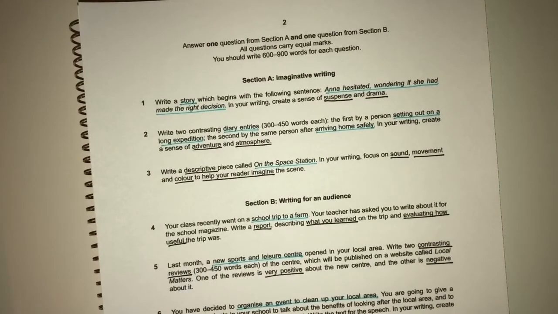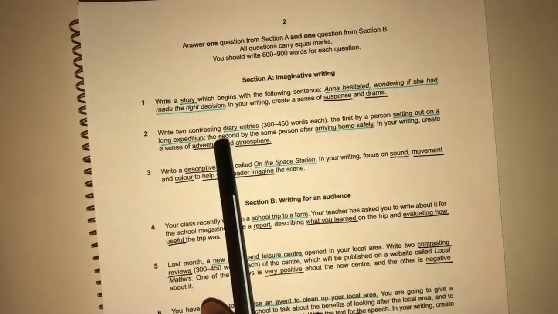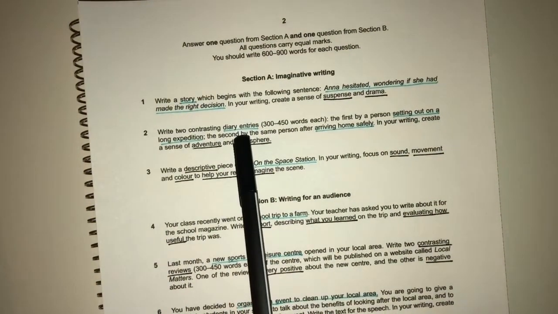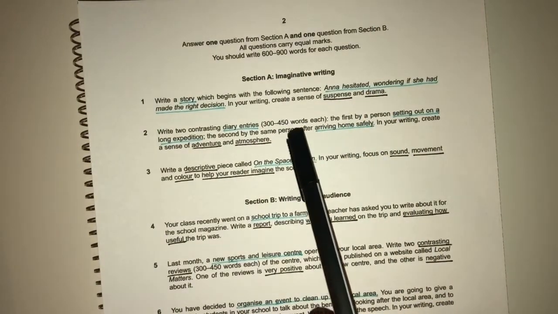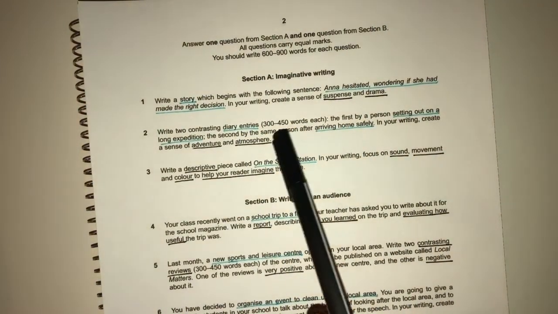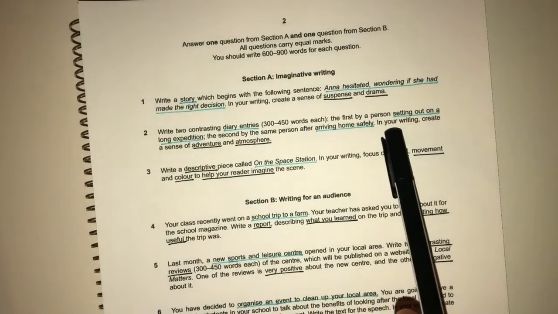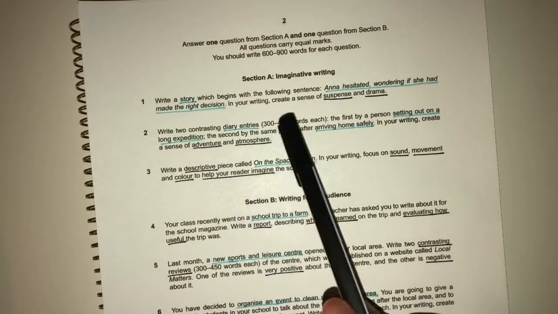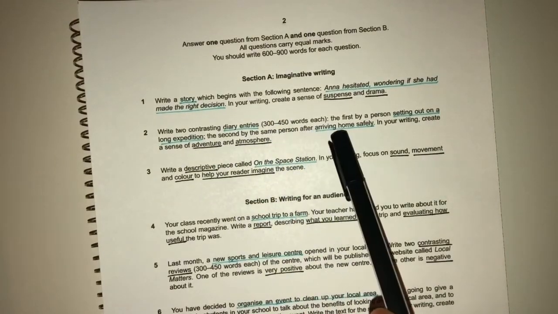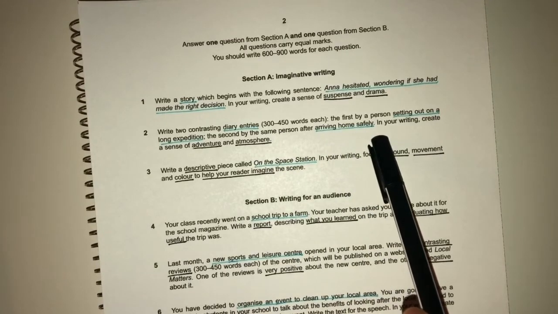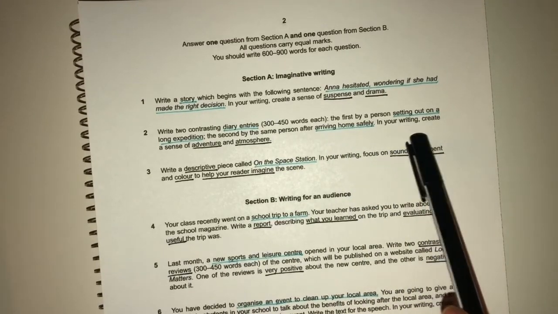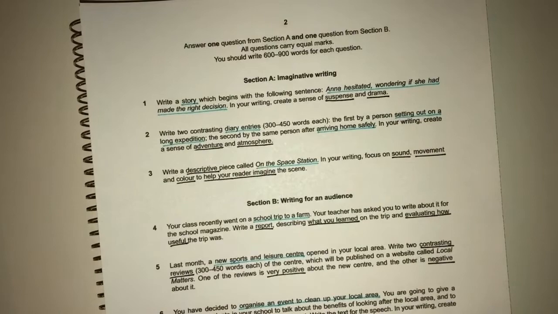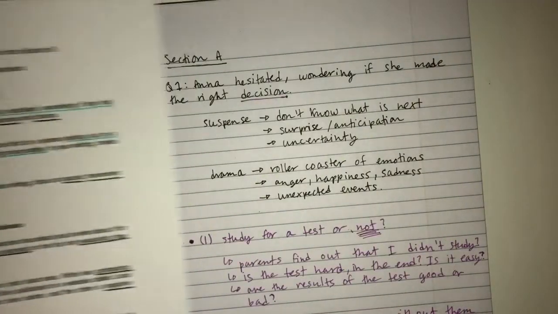So question 2 is asking us to write 2 contrasting diary entries. So we had a story here, now it's a diary entry. So 2 contrasting entries of 300 to 450 words each. The first by a person setting out on a long expedition. So that's the first entry. And then the second entry is the same person arriving home safely. And in our writing, the additional stuff that they're looking for is adventure and atmosphere. Okay, take a look.